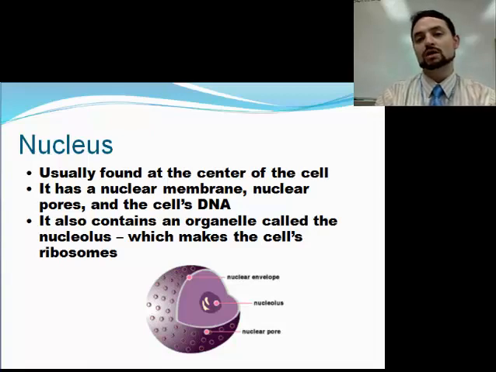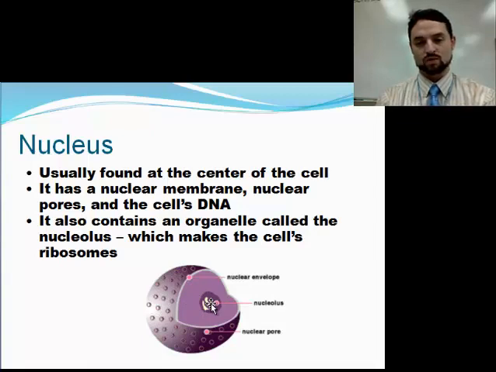The first is the nucleus, usually found at the center of the cell. It has a nuclear membrane with pores in it, and you can see the pores here in this nucleus, all these little holes. This is important because this is how stuff gets in and out of the nucleus. It also contains an organelle called the nucleolus. The nucleolus is where the cell's ribosomes are made. And when you look at this under a microscope, it's actually a really dense area of the nucleus. It's thick. It's easy to see. It looks exactly like it does here in the picture.